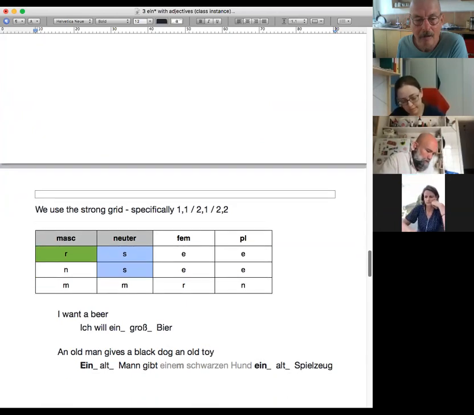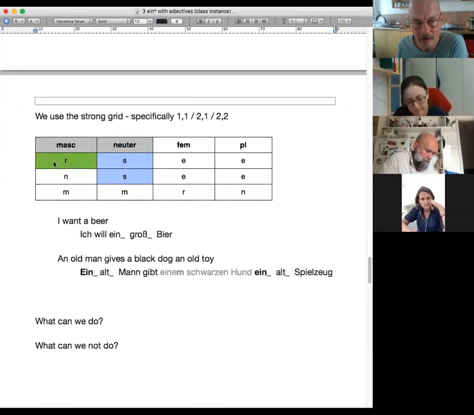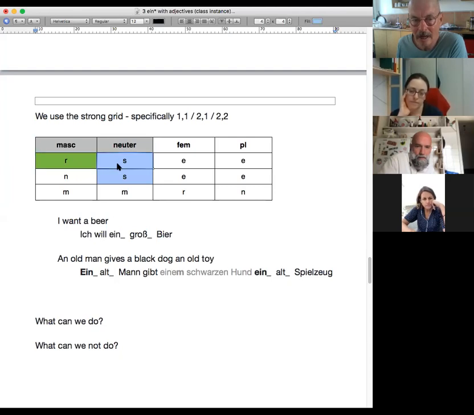As far as German's concerned, it has a strong attachment to R for masculine things, and it wants to express it. It has a strong attachment to S for neuter things, and it wants to express it. If you give it ein, you rob it of its opportunity, and it becomes unnerved, and it needs to express its neuter self or its masculine self. I want a beer. Ich will.